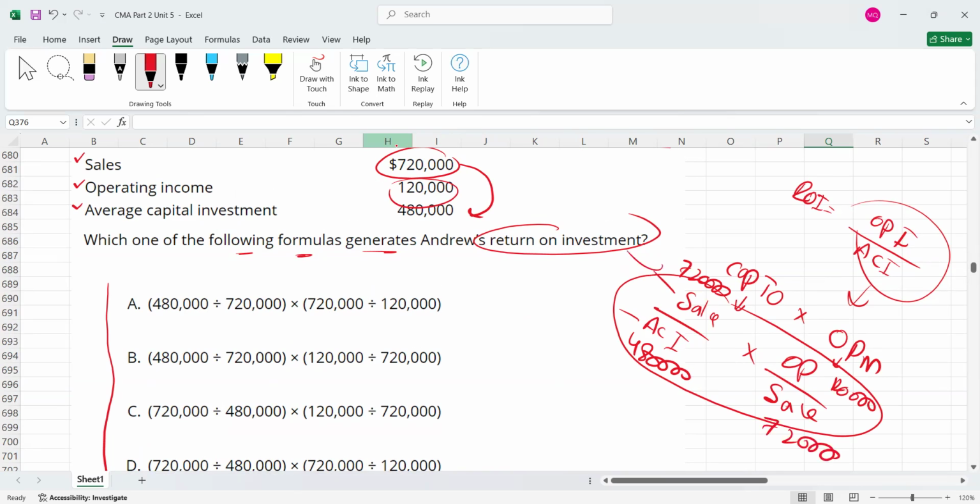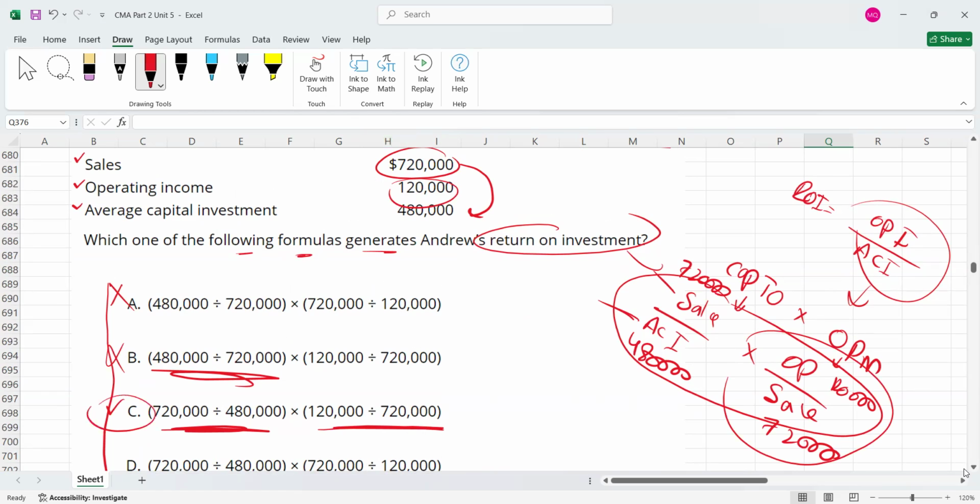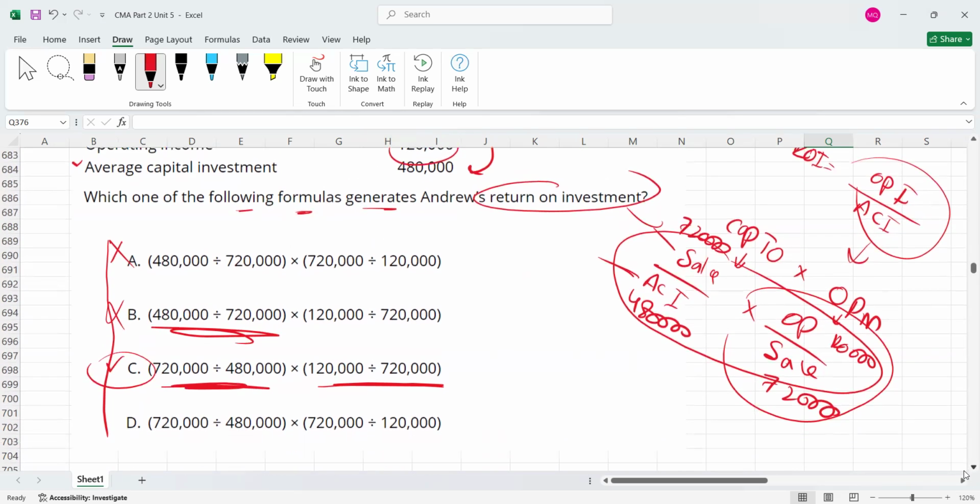So 720 divided by 480. Where is 720 and 480? This is not 720 480. No. 720 480, yes, this is correct. And then 120 divided by 720. Yes. So this is the correct option C. Not the D, because D is incorrectly written. So C is the correct option. I hope it is clear.